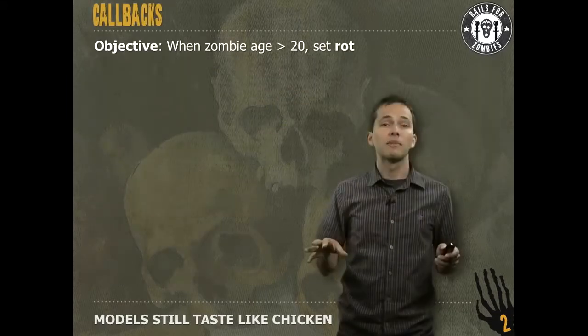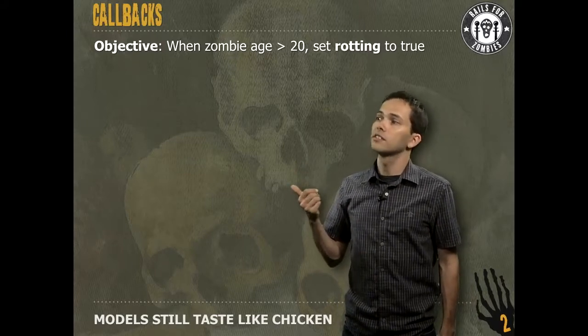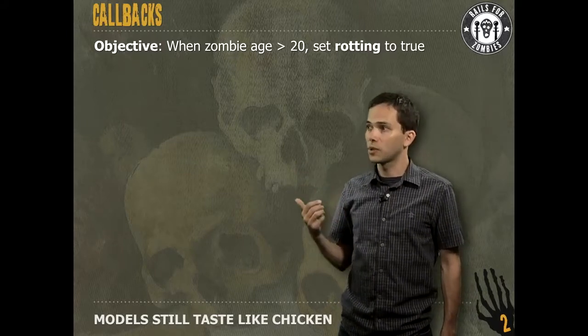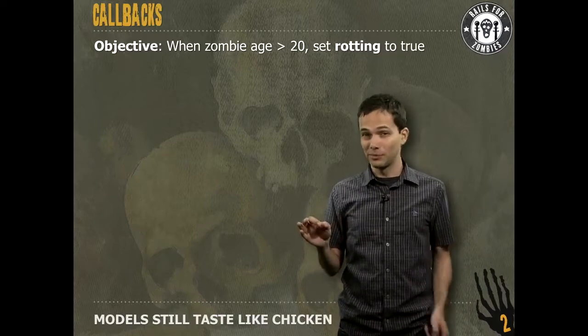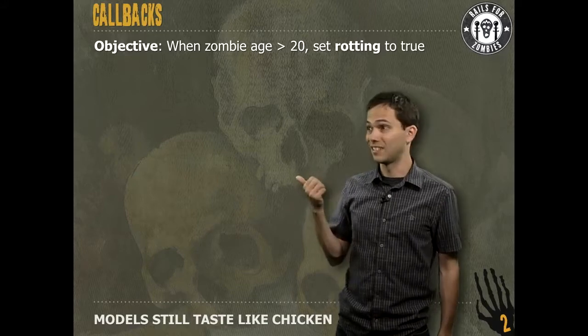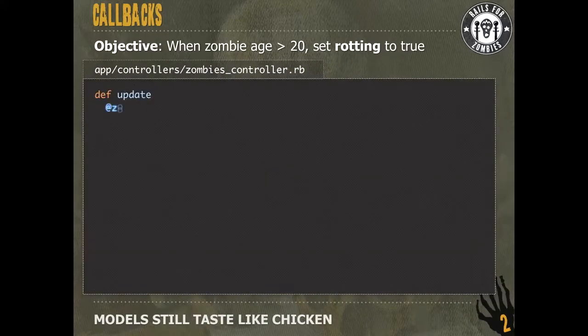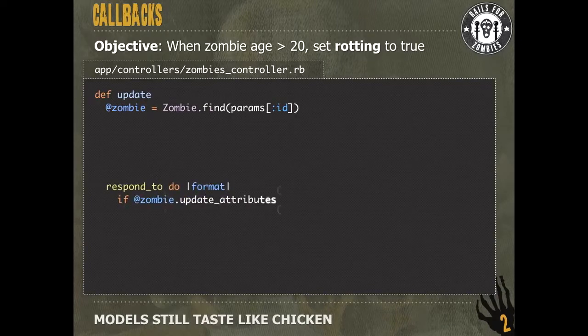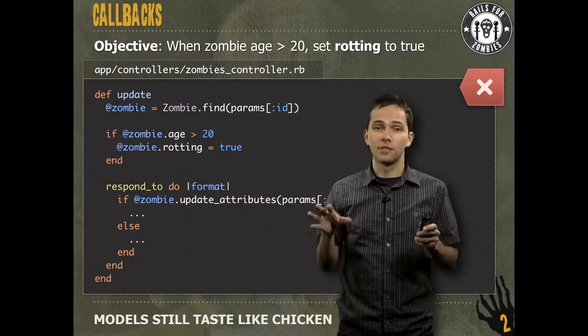In a moment we're going to talk about callbacks, but right now we have an objective. We need to write some code to check to see when the zombie age is greater than 20, set rotting equal to true. First we're going to see how we might implement this badly in our zombies controller. So let's jump into the zombies controller. Here's your typical update action which was generated from our scaffold. In here we're going to say if zombie age is greater than 20, set zombie rotting equals true. And you can see I've got that symbol up there to signify that this is bad code.